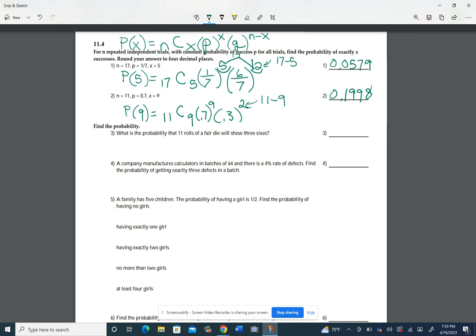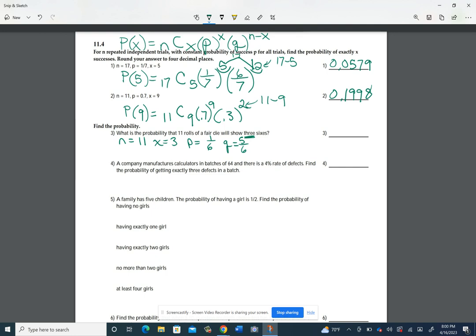All right, on number 3, this one was in context a little more than the others. They didn't spell everything out for you like they did before. So on this one, the n would be the number of times you're rolling the die. That's 11. We want to get 3 6s. We're going to think about getting a 6 as being a success, and we want 3 6s, so x would be 3. The probability of getting a 6 would be P, that's 1 out of 6, and the probability of not getting a 6 would be 5 out of 6.